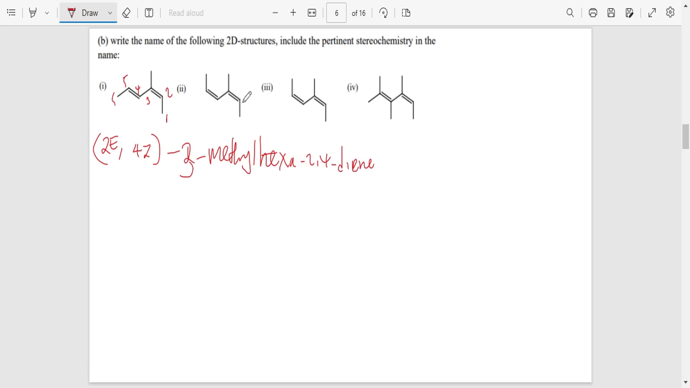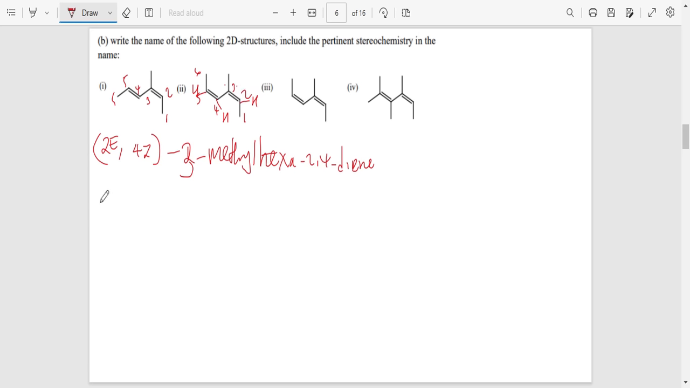And then for this other one, if I start counting from here, it should be 1, 2, 3, 4. If I start from here, 1, 2, 3. So I'm going to start from the direction that will give me a lower number to the methyl, because the other groups are basically on the same position. So there's going to be a hydrogen here, a hydrogen here, and a hydrogen here.